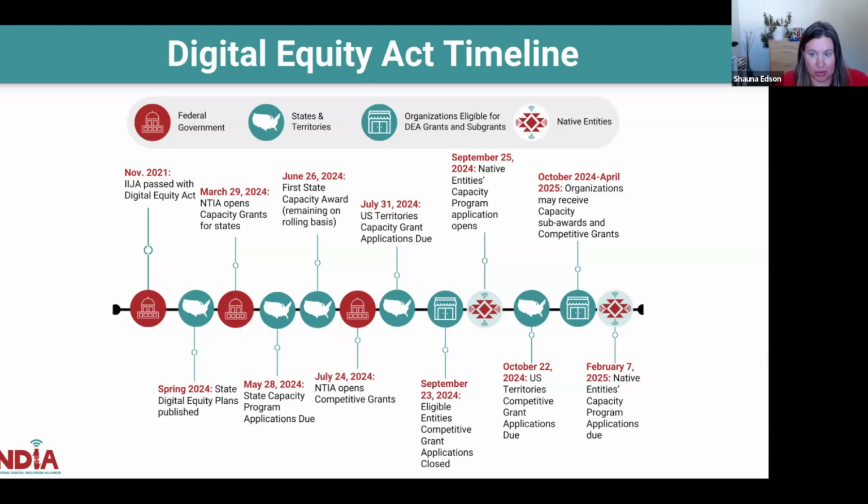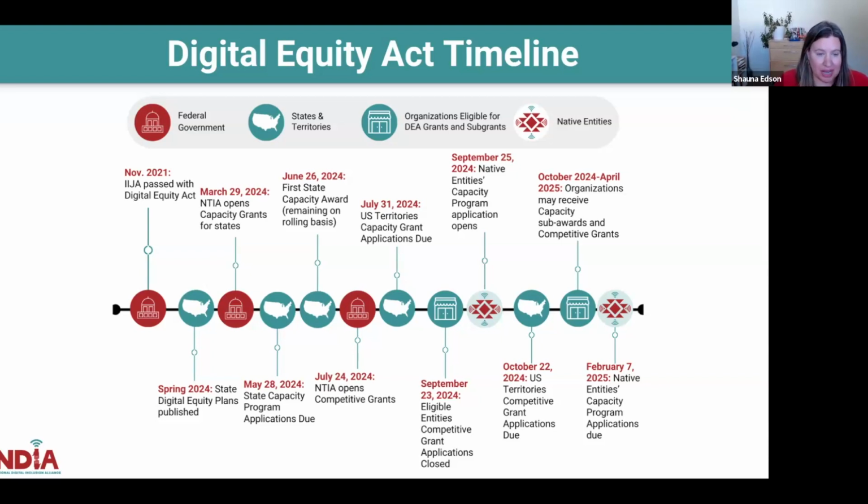The first set of funds in the Digital Equity Act was the State Planning Grant Program. That grant period has ended, and now all states, for the first time in history, have a digital equity plan. The second is the State Digital Equity Capacity Grant Program. Applications for states have already closed, and the first state award was made to Nevada on June 26th of this year, and other states will receive their funding on a rolling basis.